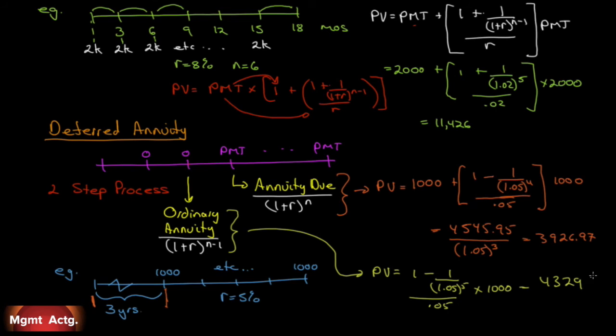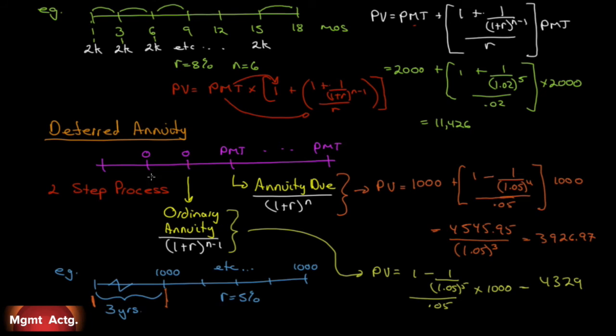43.29. Notice that on the annuity due, we got 45.45. But on the ordinary annuity, we got 43.29. Does that make sense? Yes, it does. Why? Because I told you the present value of an annuity due will always be greater than the present value of an ordinary annuity.